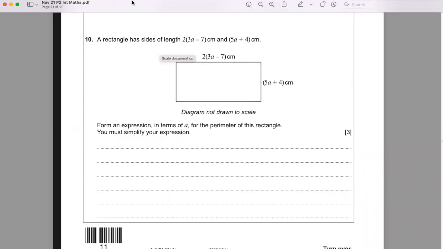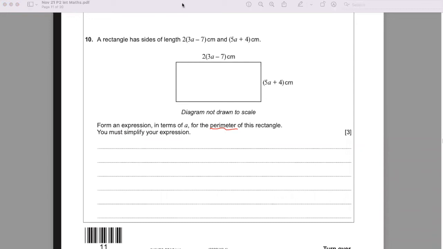Question 10. A rectangle has sides of length 2 times 3a minus 7 centimeters and 5a plus 4 centimeters. Form an expression in terms of a for the perimeter of this rectangle, and you must simplify your expression. Again, this question is forming an expression. It's not an equation, but it's very similar in terms of the perimeter here.